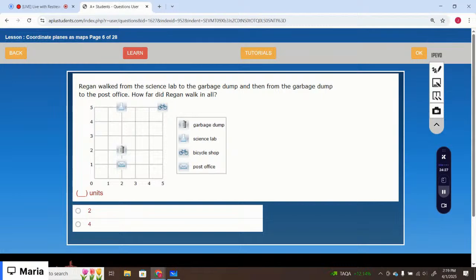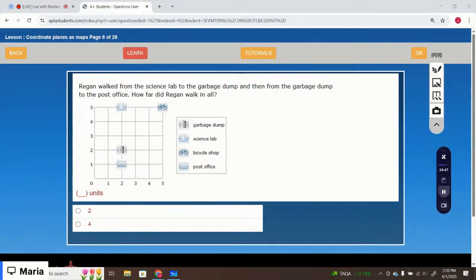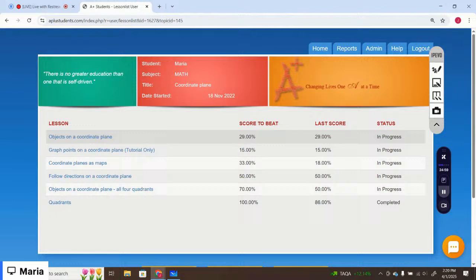Regan walked from the science lab to garbage dump, and then from garbage dump to post office. So 1, 2, 3, 4. He walked 4 minutes. The correct option is option number two. That is 4 minutes. Okay, you can complete the lesson by yourself. Today, let's just move on to next lesson.